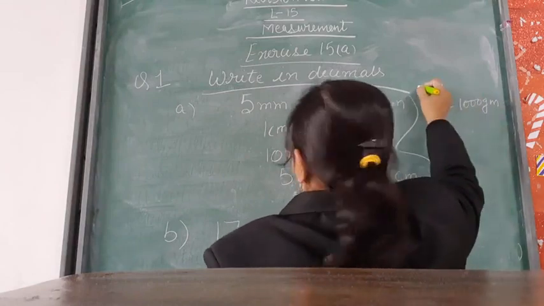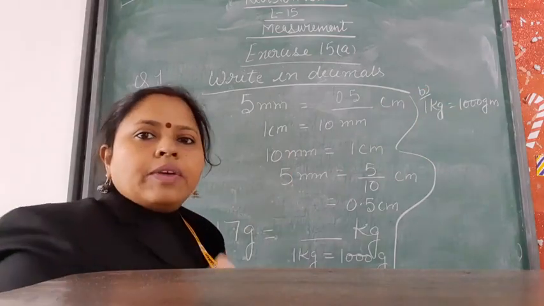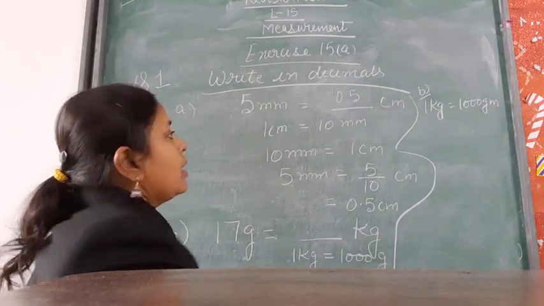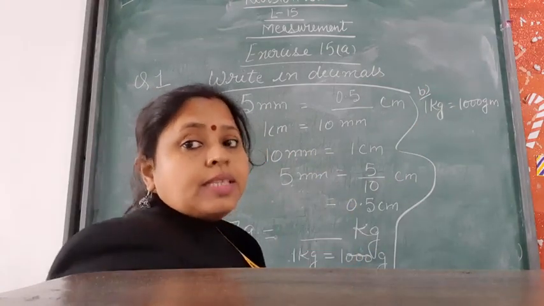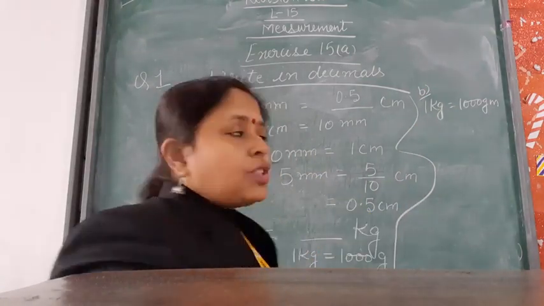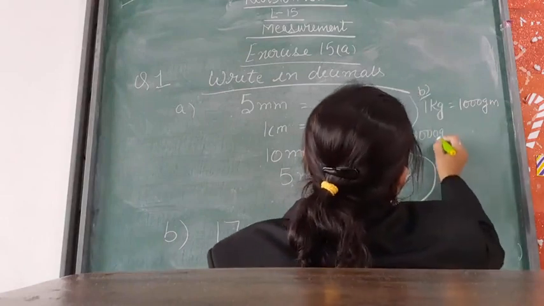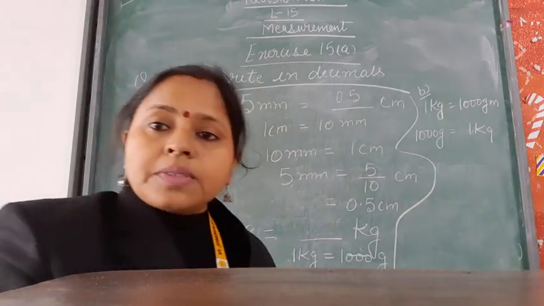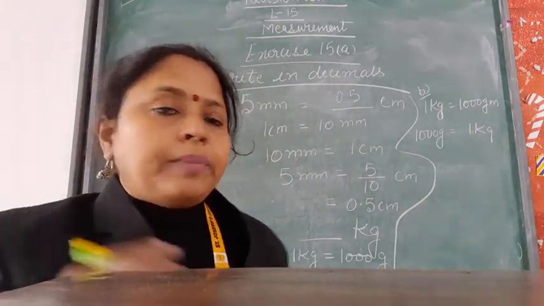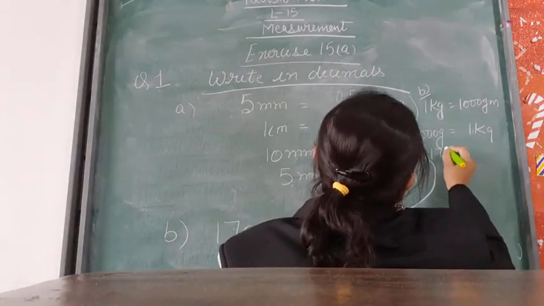So this is the B part. So 1 kg is equal to 1000 gram. Now here we have to change gram into kilogram again, meaning smaller unit into larger unit. So we will write like this: 1000 gram is equal to 1 kg, right? Or small 1000 gram makes one big kilogram. Now we have to change 17 gram into kilograms.